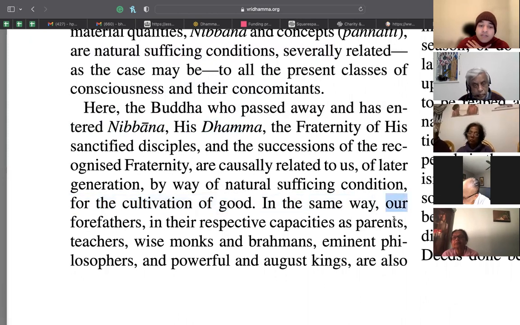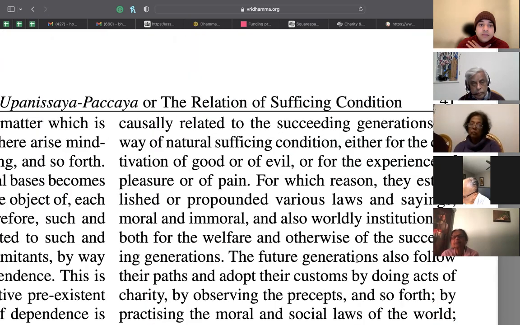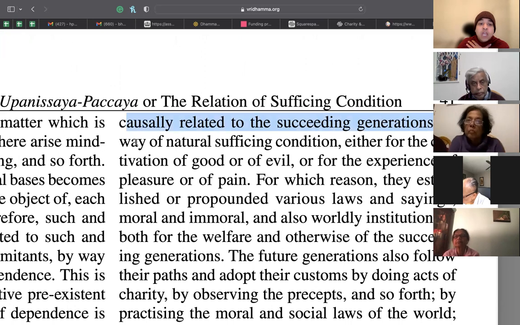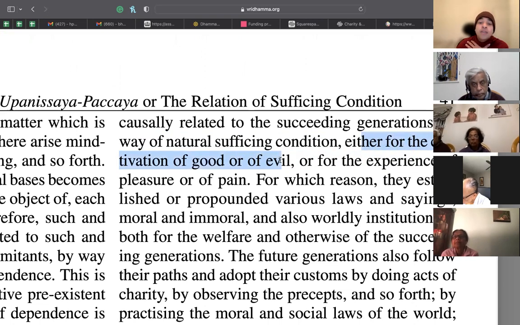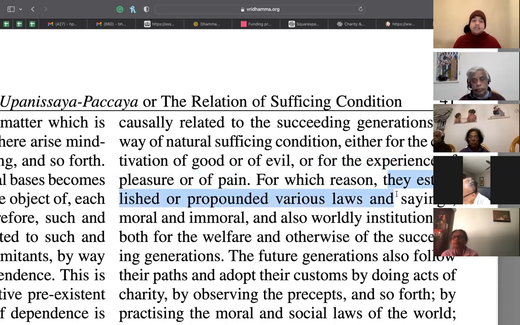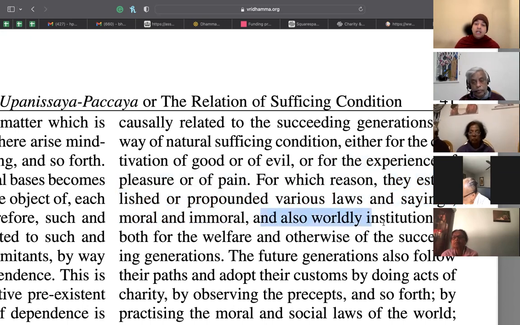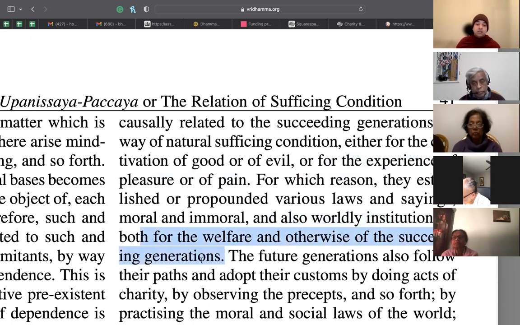In the same way, our forefathers, in their respective capacities as parents, teachers, wise monks, Brahmins, eminent philosophers, and powerful and august kings, are also causally related to the succeeding generations by way of natural sufficing condition, either for the cultivation of good or of evil, or the experience of pleasure or of pain, for which reason they established or propounded various laws and sayings, moral and immoral, and also worldly institutions, both for the welfare and otherwise of the succeeding generations.